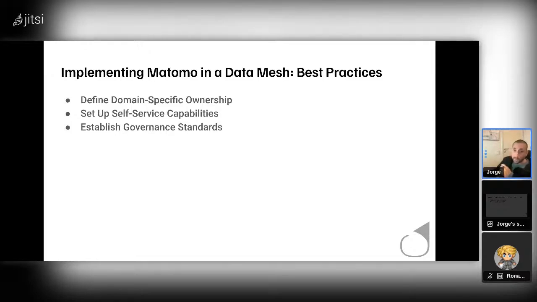Even though each domain manages its own data, consistency is crucial for organization-wide data quality and compliance. Setting up governance standards within Matomo helps ensure that all domains follow the same best practices for data collection, privacy, and reporting. This might include guidelines for data retention, anonymization, and compliance checks, so that data is collected ethically and securely across the organization. With these standards, each domain can operate independently while still meeting organizational and regulatory requirements.